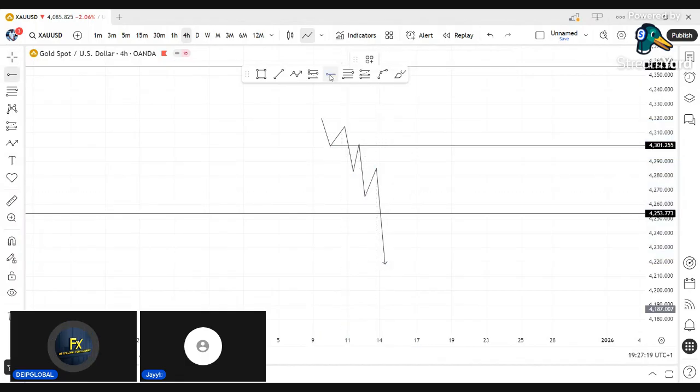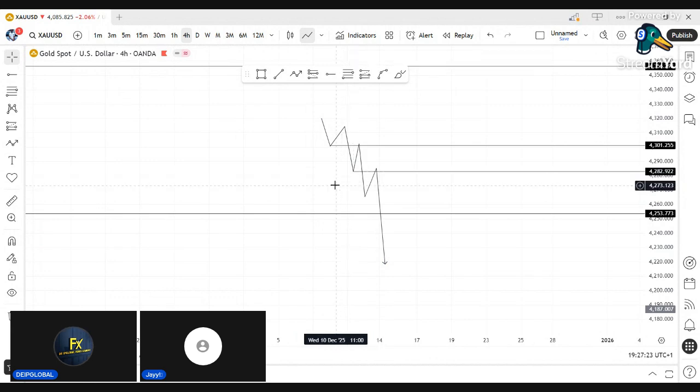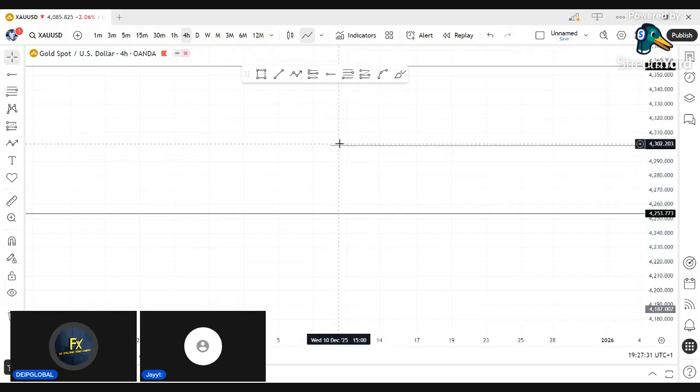When the market gets here, you sell. When the market gets here, you what? You sell. Remember that, because the trend of the market is bearish. You understand?